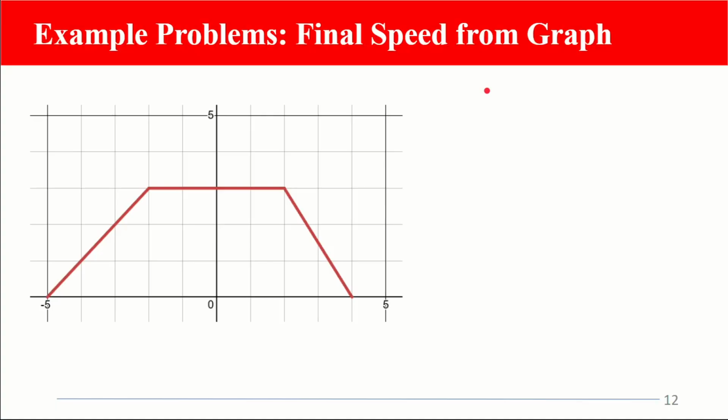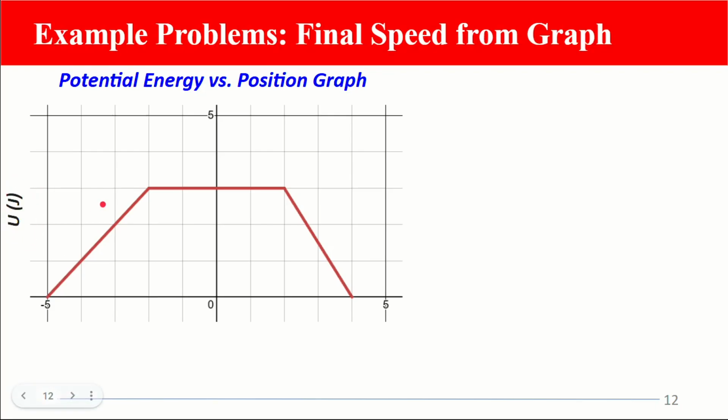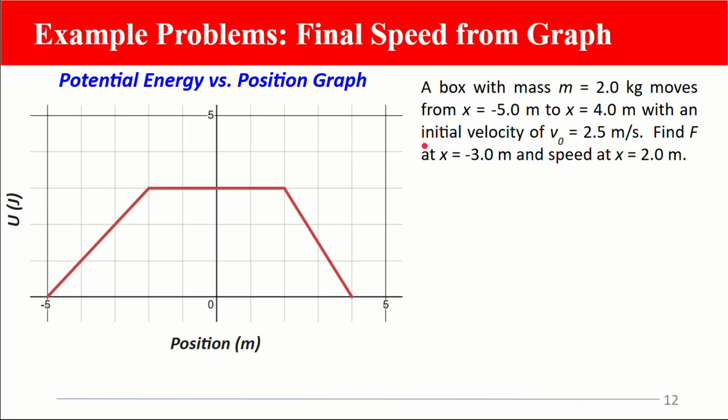Now let's take a look at another example problem. We're going to be finding the final speed from a graph. So, just like we did before with the work kinetic energy theorem, we're going to have a graph. In this case, it's going to be potential energy versus position, though. And I'm going to have potential energy on the y-axis, of course, and then I'm going to have position over here on the x-axis.